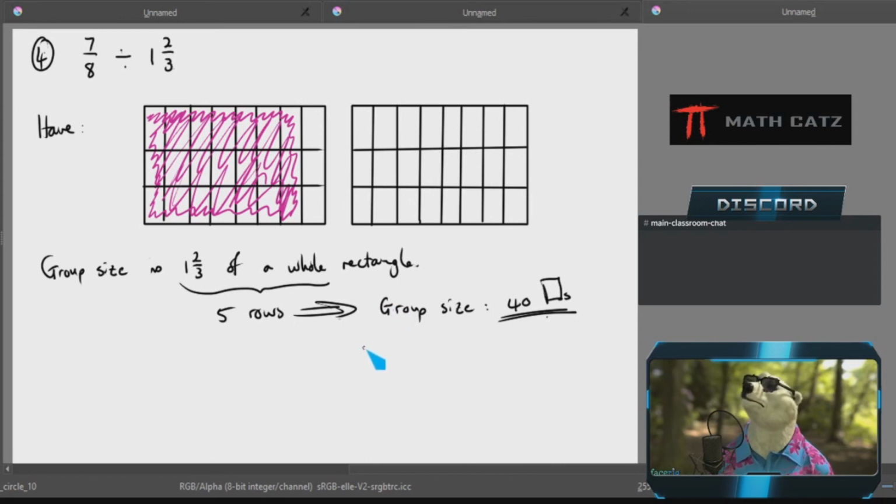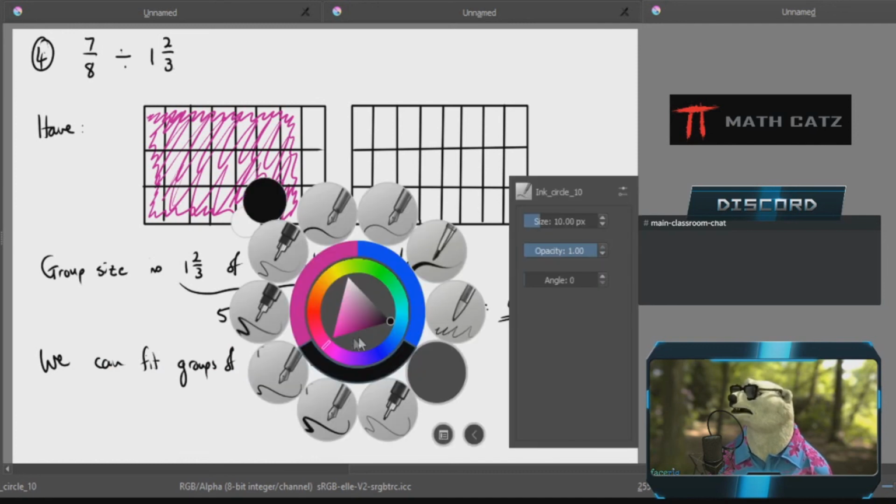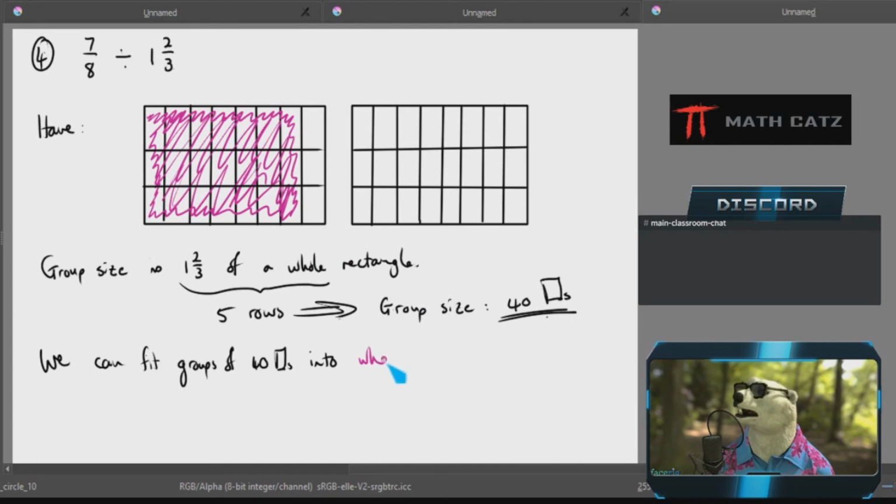So now, the instructions are telling me to see how many times I can fit a group of 40 pieces into what I have. Let's at least write that down. We can fit groups of 40 pieces into, emphasize, what we have.